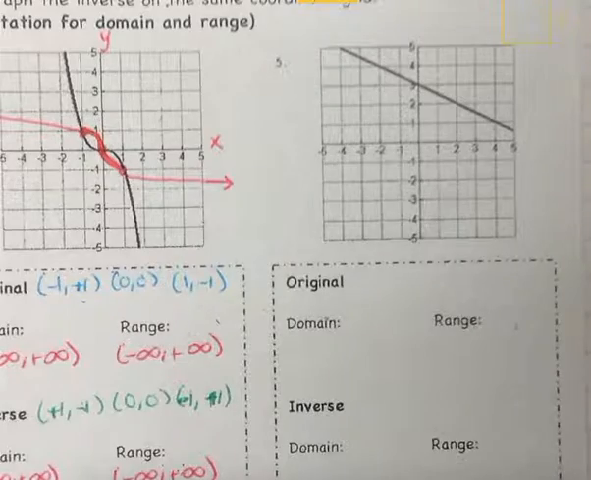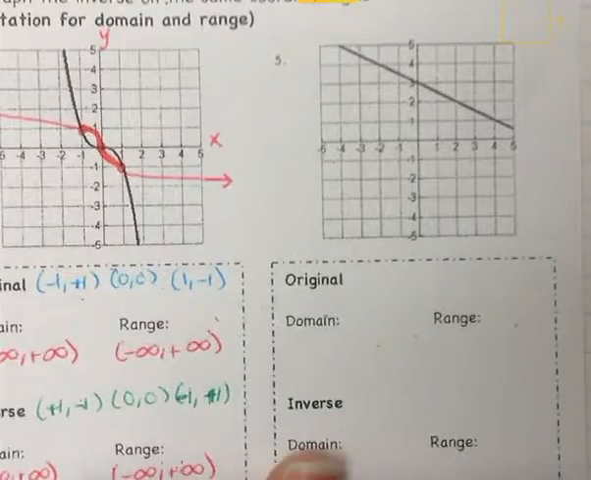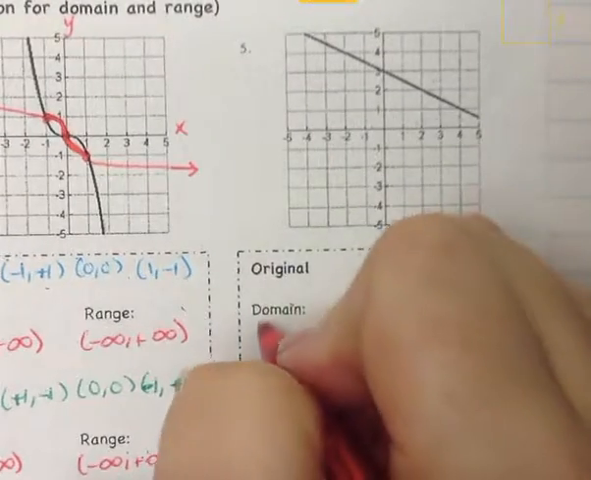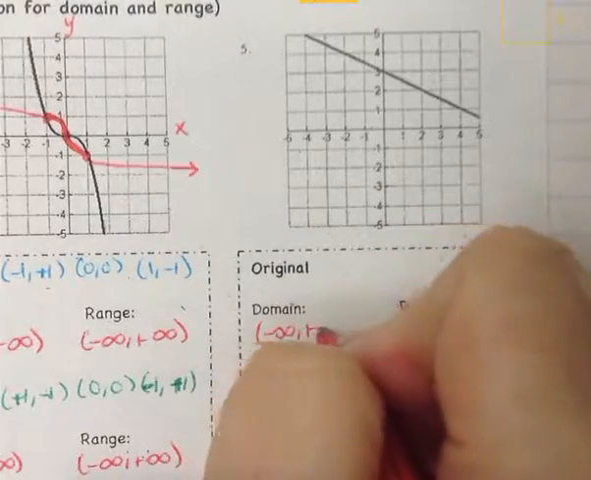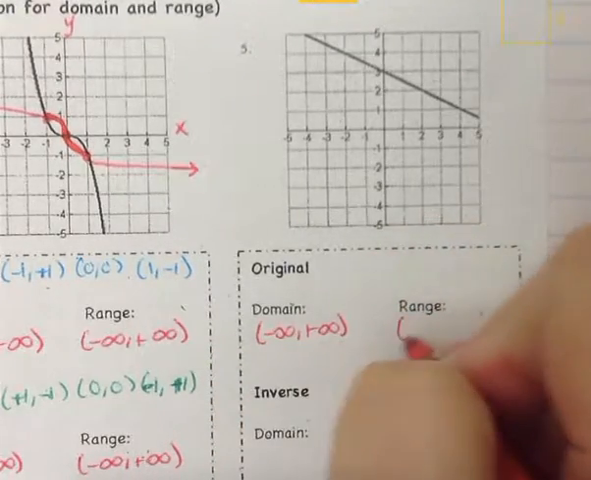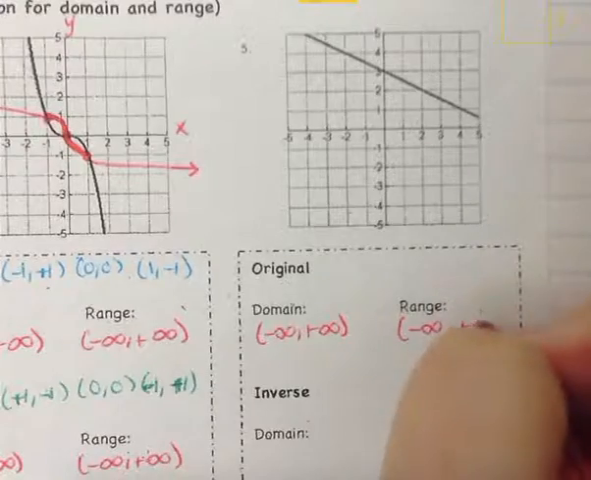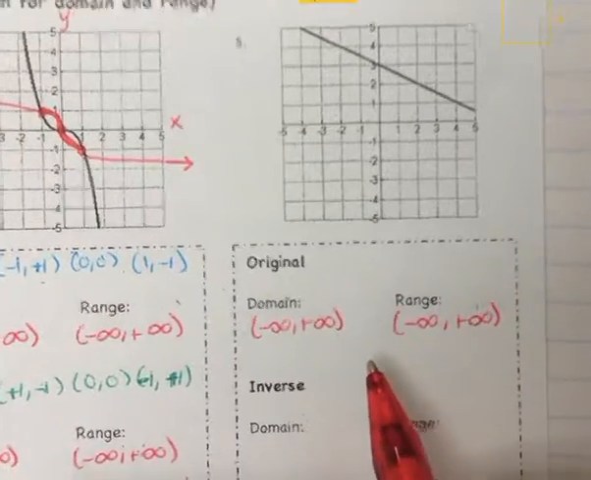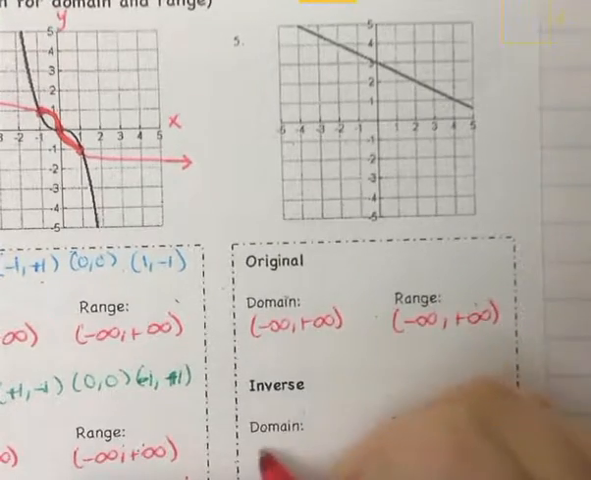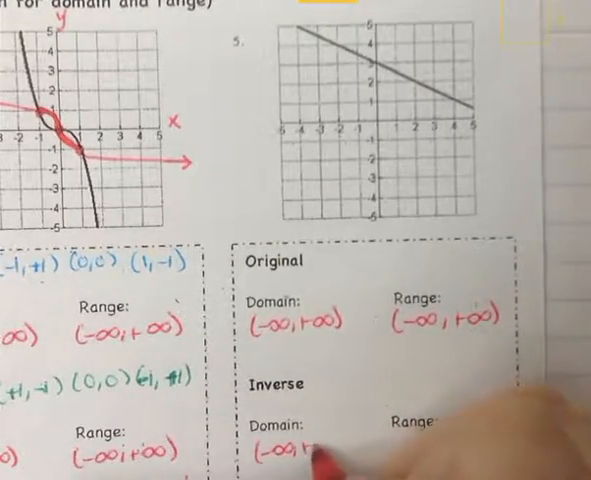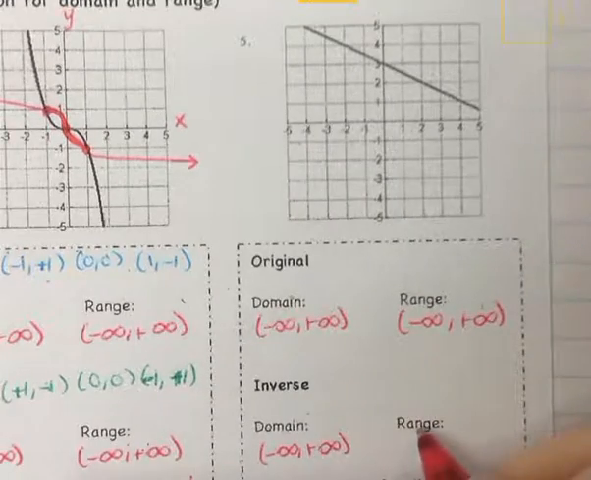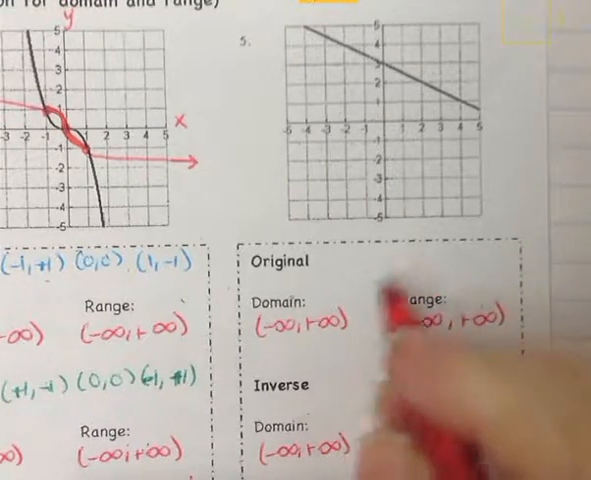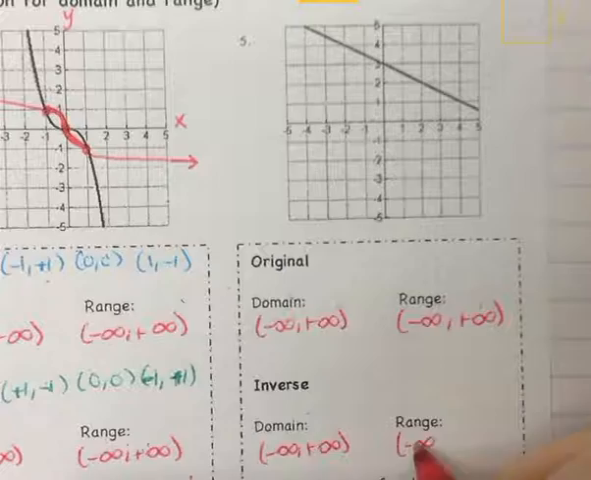This example over here, we have a line. The domain of the line is negative infinity to positive infinity. And the range is also negative infinity to positive infinity. So the inverse domain is the original range, so it will be negative infinity to positive infinity. The inverse range is the original domain, so it will be also negative infinity to positive infinity.